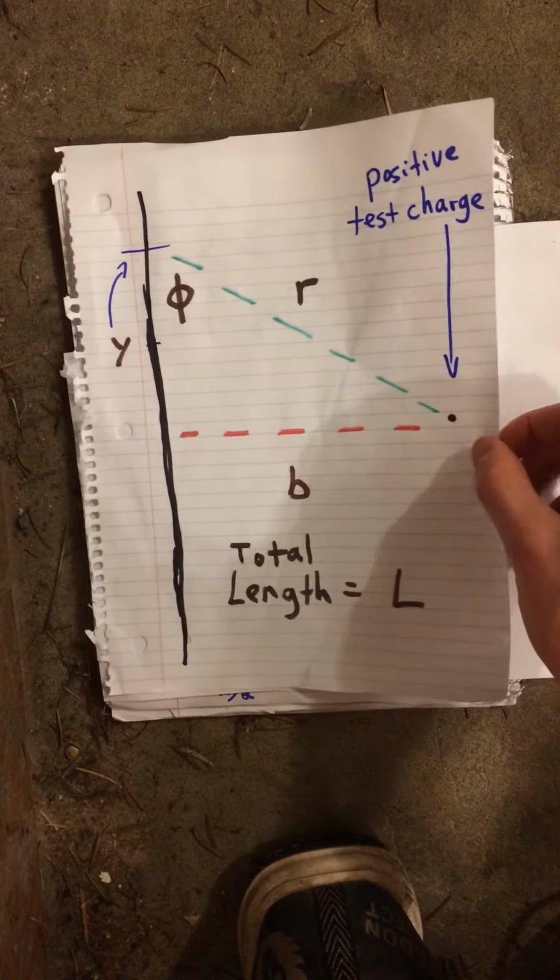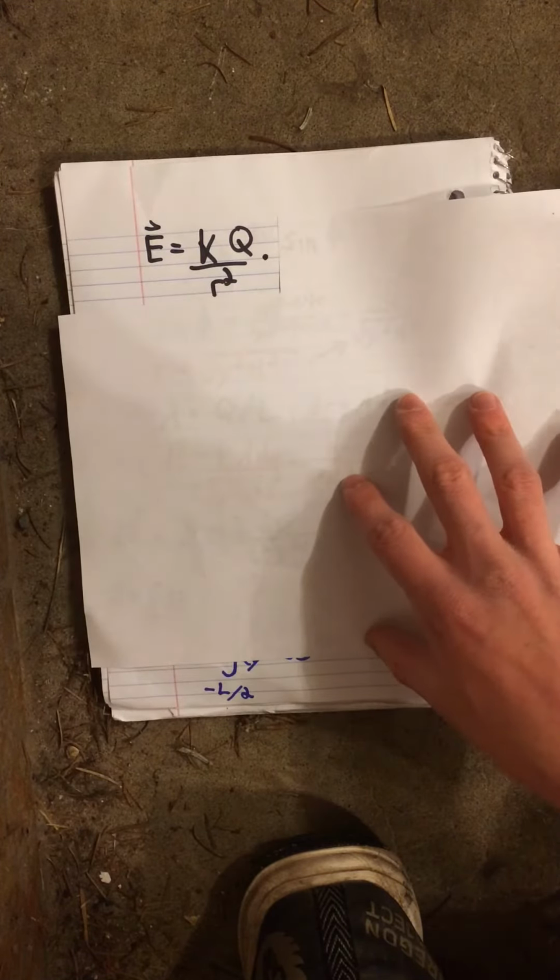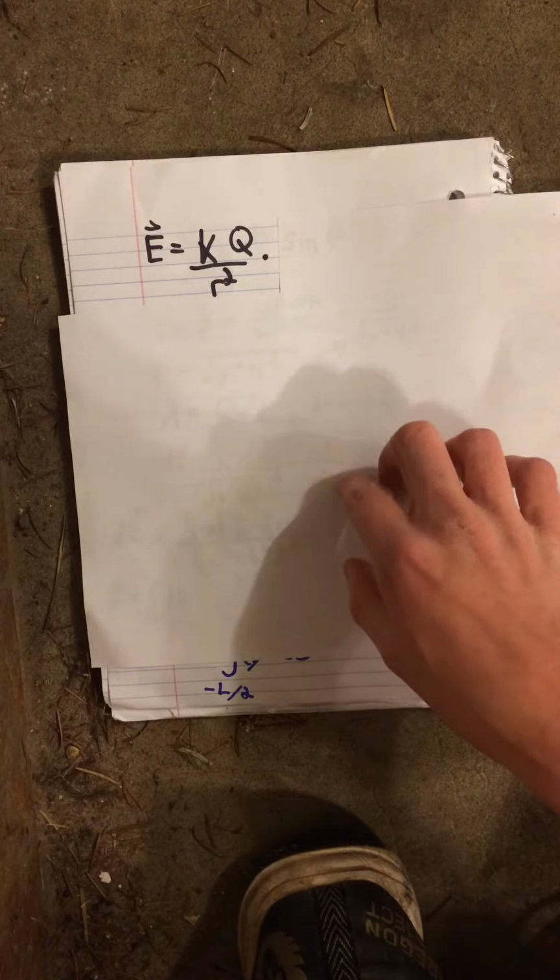So let us look at our equation for the electric field. It's electric field equals kq over r squared, where k is 1 over 4 pi epsilon naught, which is 9e to the 9. Q is the charge, and r is the distance from a certain point on the line of charges to the test charge.